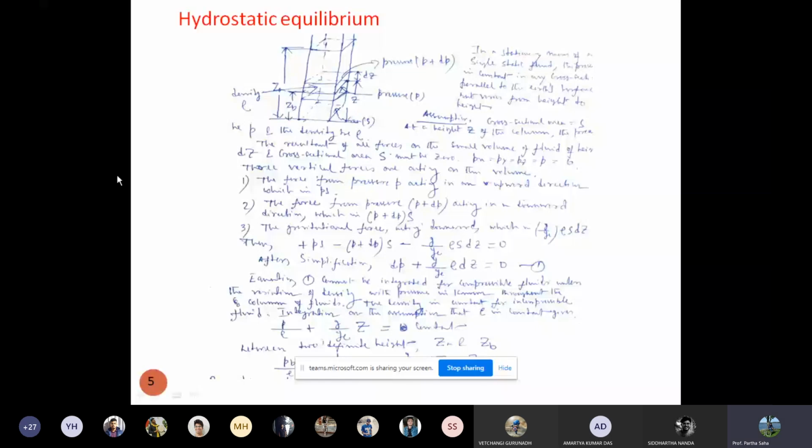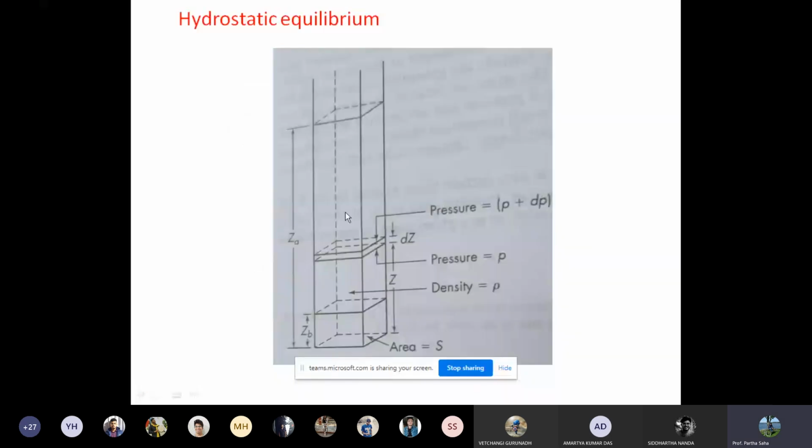You see, this is a static column that we have filled up with some liquid. At a certain cross section, the pressure is constant, but pressure varies along the z direction, the vertical direction. That is why it's called hydrostatic equilibrium, because the pressure at a particular plane is constant, but that pressure varies along the height. Here we are considering a liquid column, from here to here.